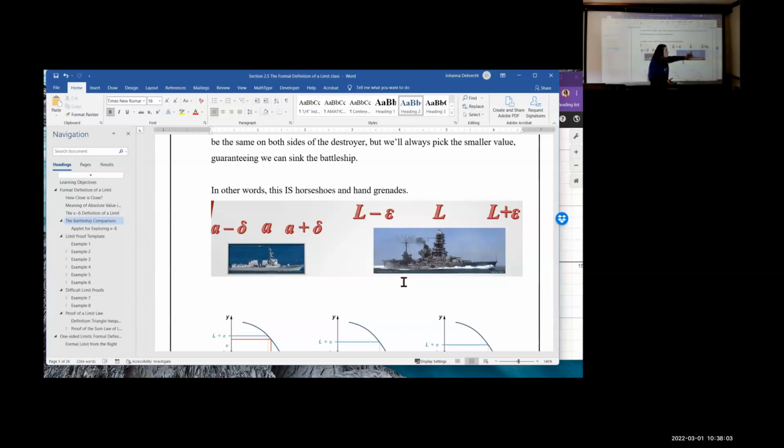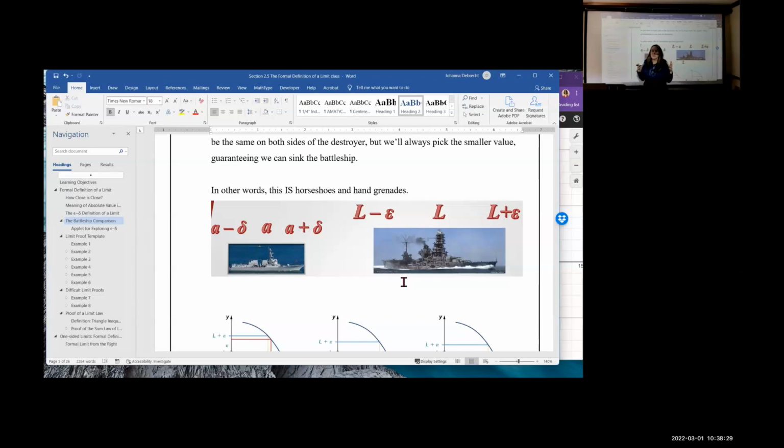So this is our battleship over here on the right, and this is a destroyer over here on the left. L is the center of the battleship. Epsilon is chosen to be between the center of the battleship and the front of the battleship. So you can hit somewhere in the sweet spot.